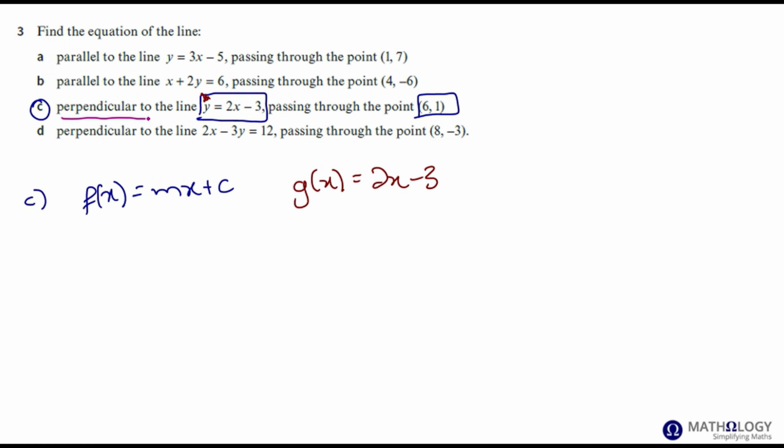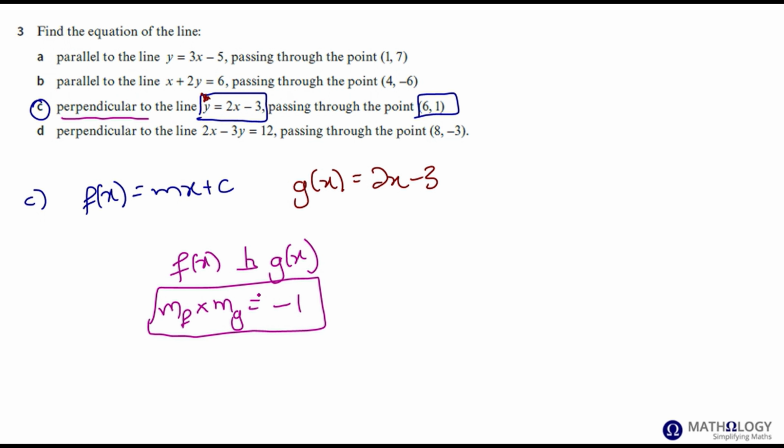Now, f of x is perpendicular to g of x. That means that the gradient of f of x times the gradient of g of x equals -1. This is the condition for perpendicular lines. So looking at the gradient of g, the gradient of g equals 2. The gradient of f is therefore the negative reciprocal of 2, so the gradient of f is -1/2.